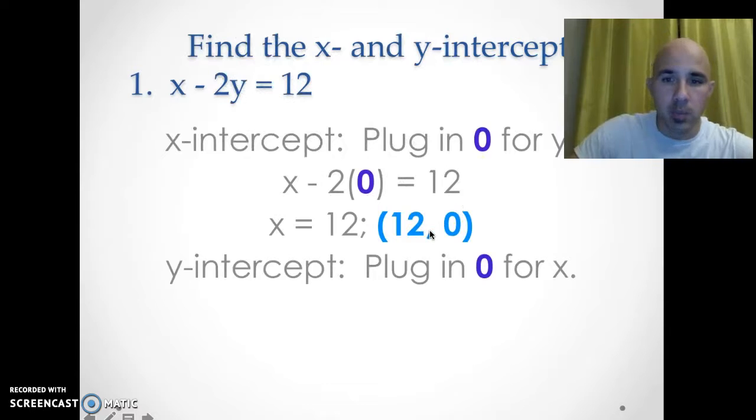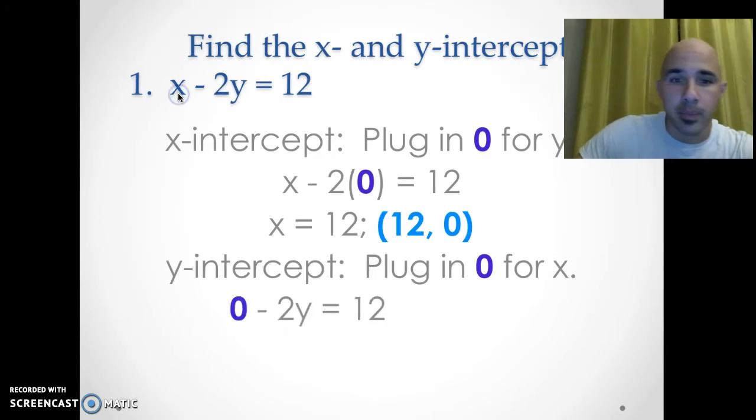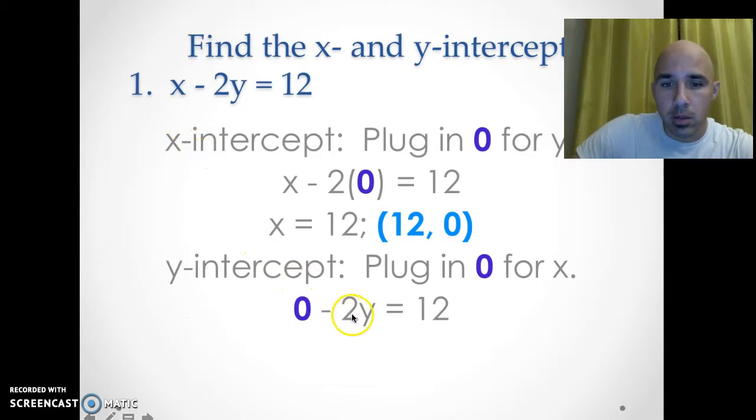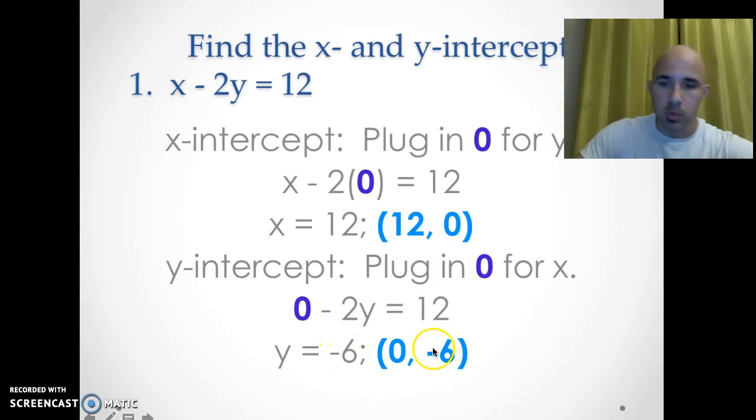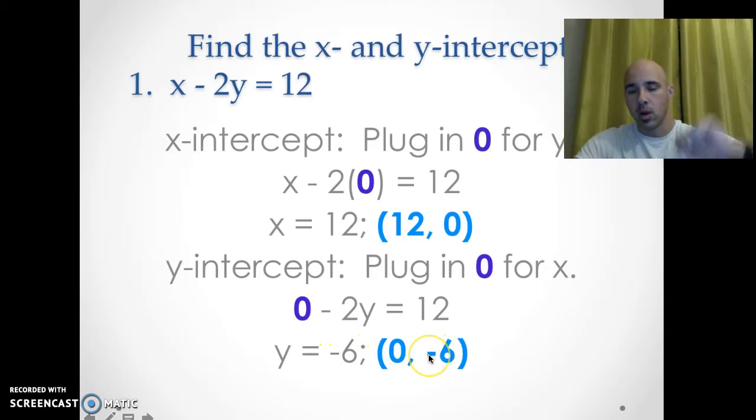The y-intercept: always, you're going to plug in 0 for x. So plug in 0, you'll have -2y equals 12. You have to solve for y. Divide both sides by -2, and you'll have 12 divided by -2 is -6. Your point is going to be x is 0, y is -6, and you will plot those 2 points on the coordinate plane.